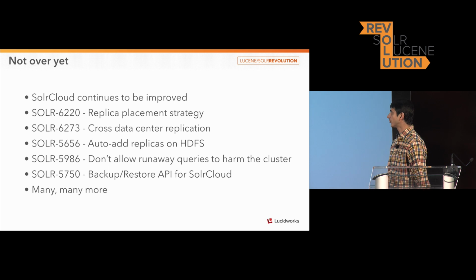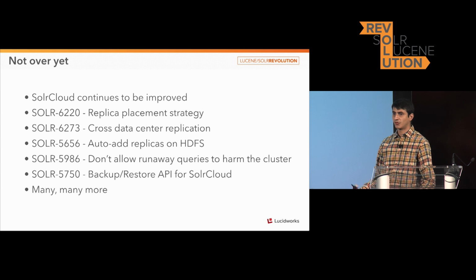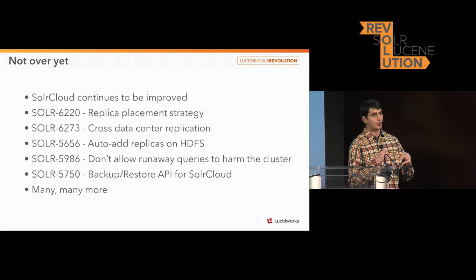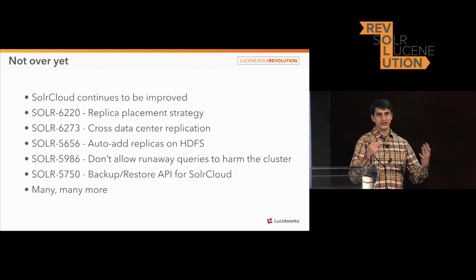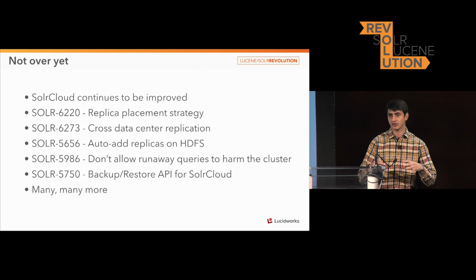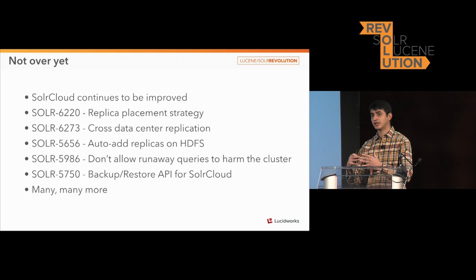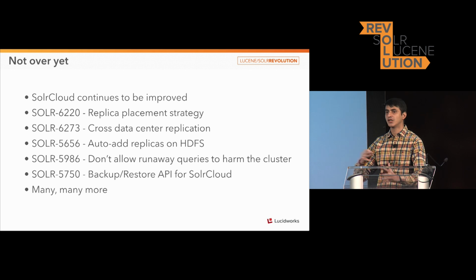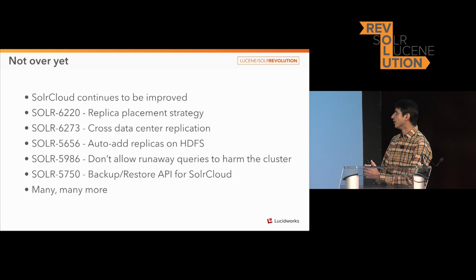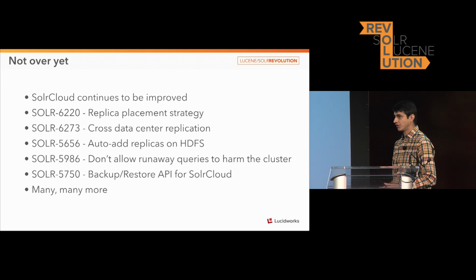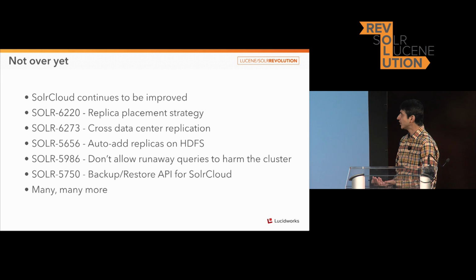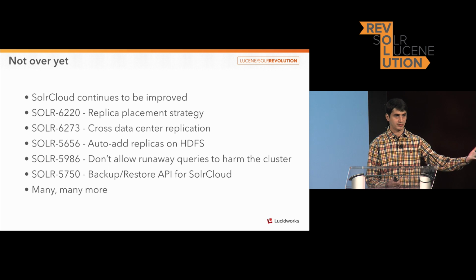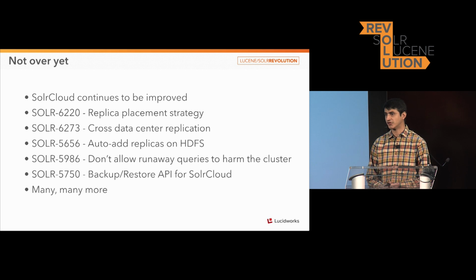Solr 6220 is a replica placement strategy. Once that is in, you will have the flexibility to locate the Solr nodes in a data center awareness fashion or a rack awareness fashion, or if you're in AWS, within the same availability zone or across availability zones, whichever way you please. There is the cross data center replication. A lot of work is being done there by the community, and we're really excited because it's a feature that a lot of people need, and Apple also needs this.